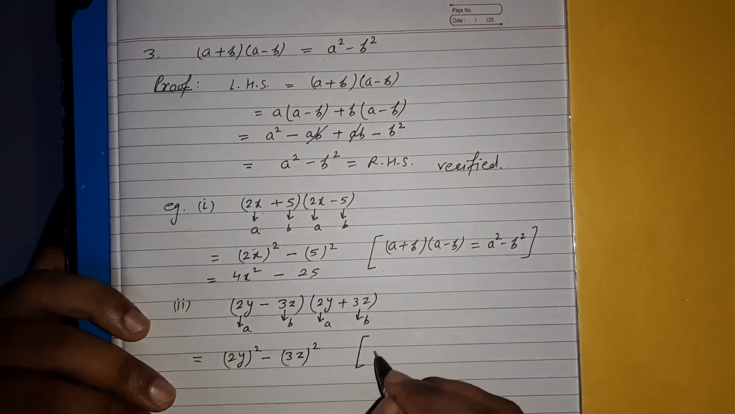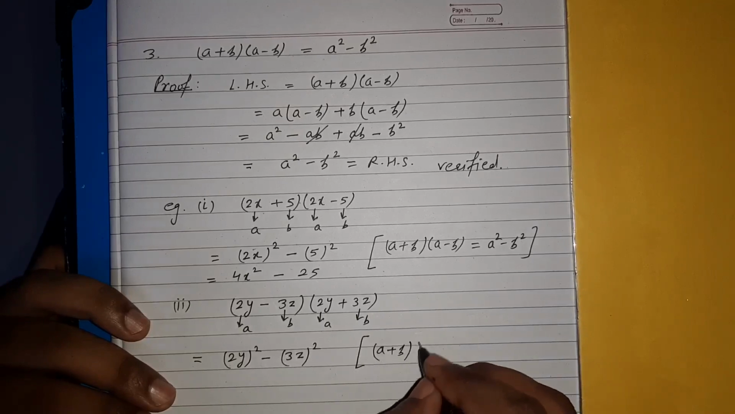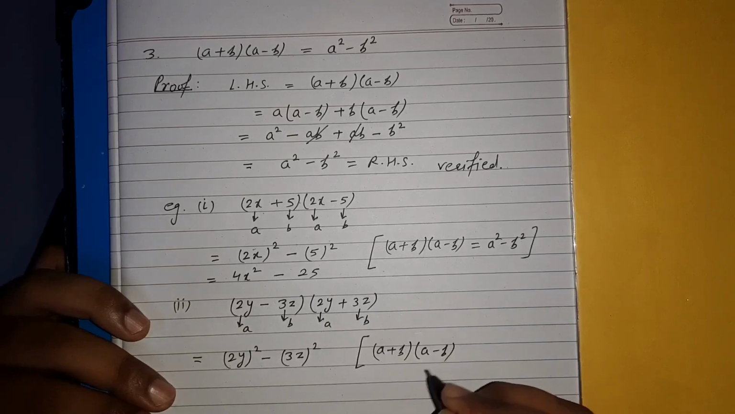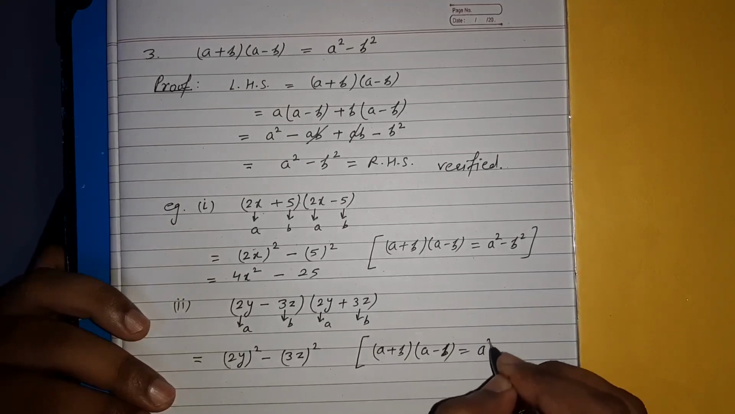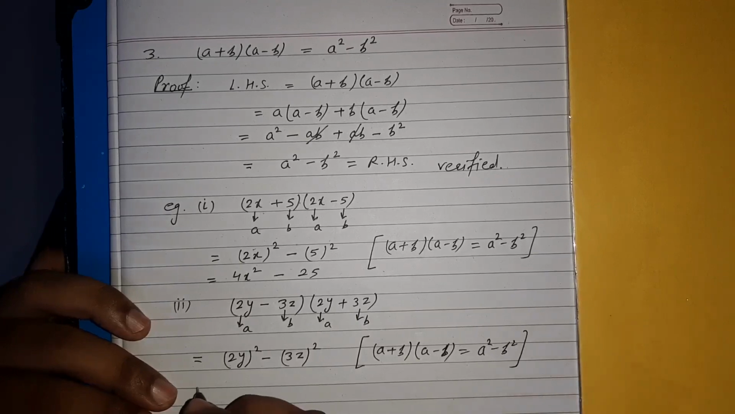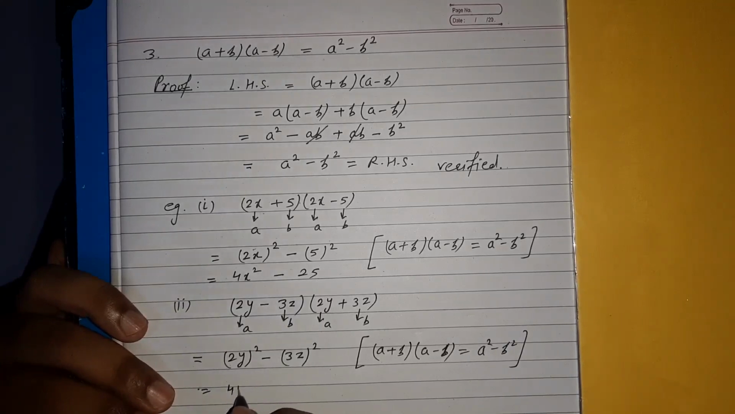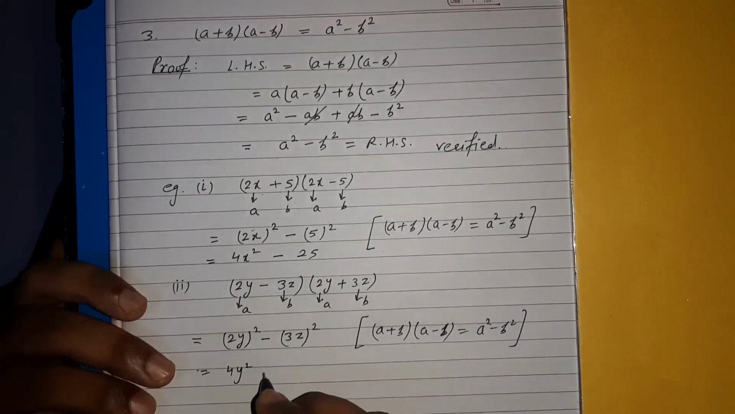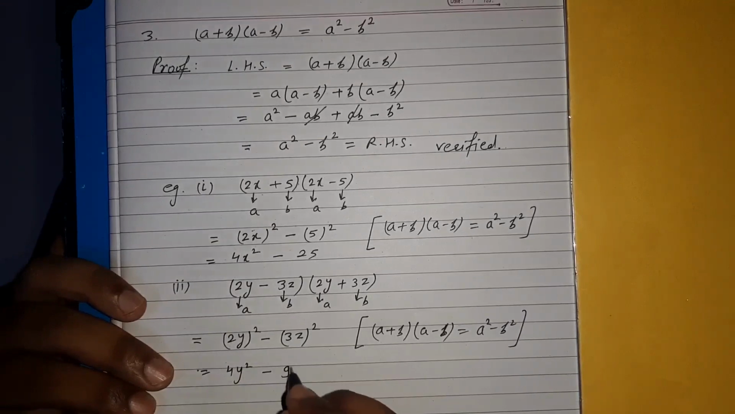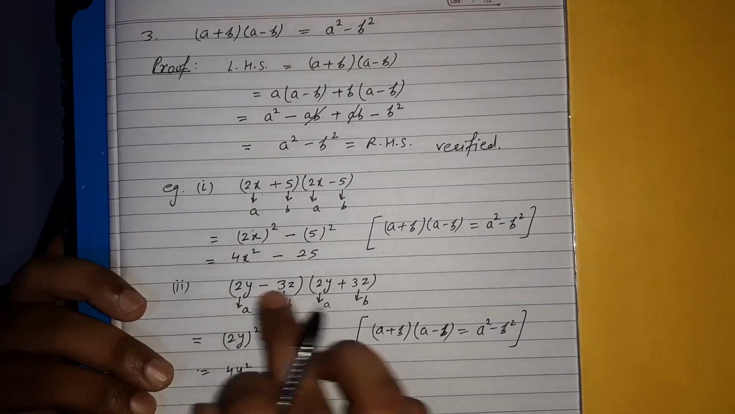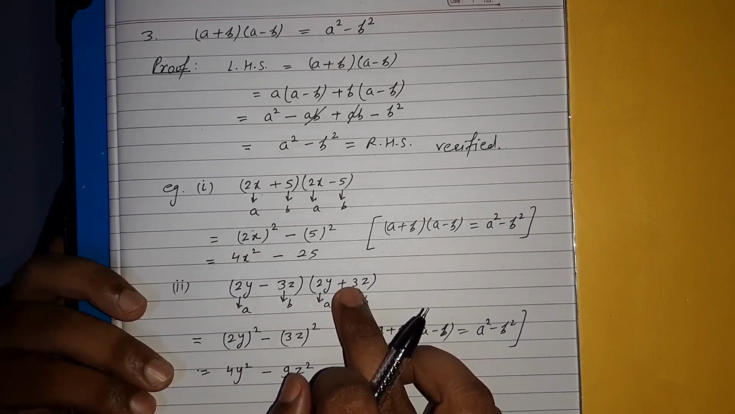Okay, and inside the bracket we can write the identity, because we have used here this identity (a plus b)(a minus b) is equal to a square minus b square. So 2 square is 4, and y square, minus 3 square, 9, and z square. So 4y square minus 9z square is the expansion form of this product. Okay, so I think this is sufficient for today.